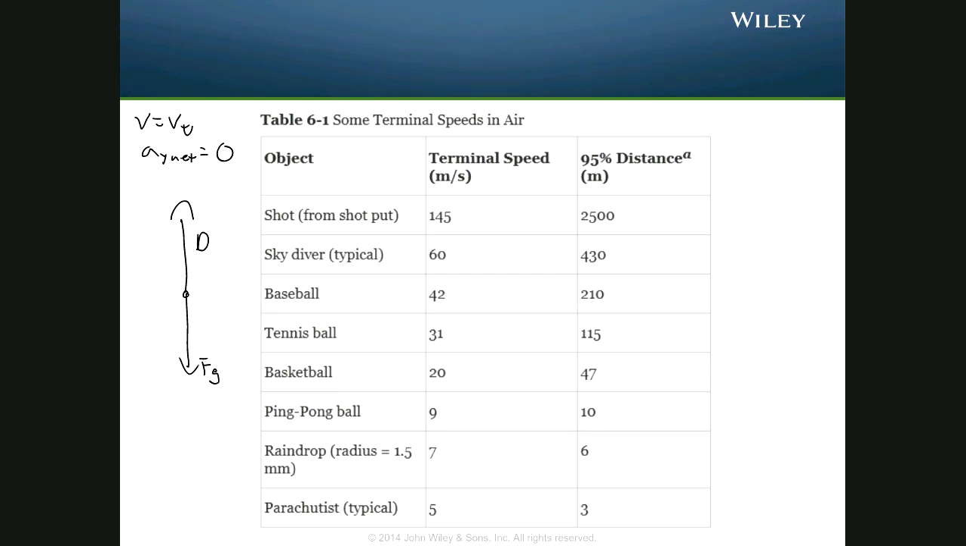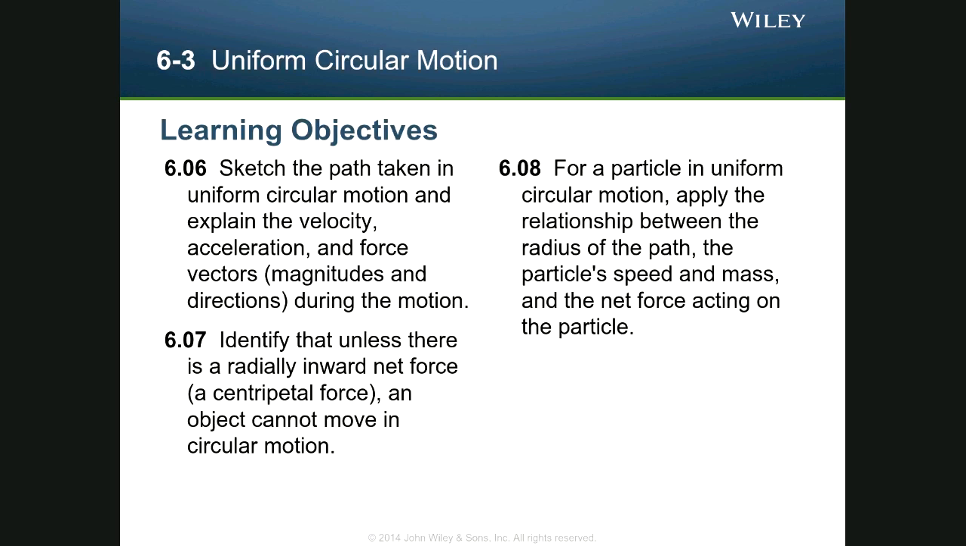All right. Good? Okay. So now we're going to move on to the second half of Chapter 6. Terminal speed is a nice sort of bridge. And then we have uniform circular motion, the fun stuff.